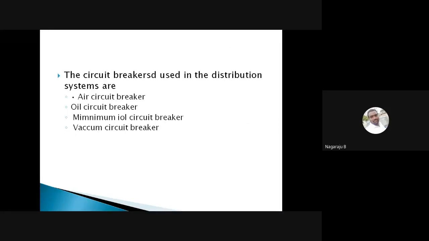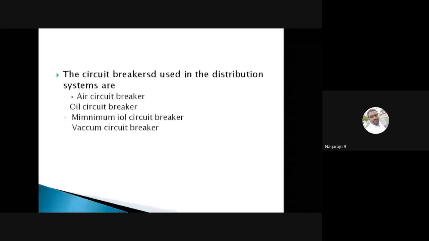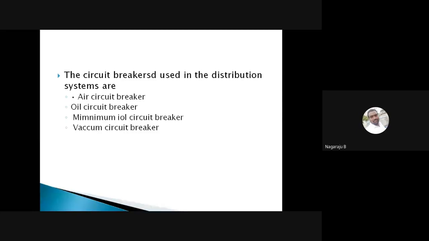So, in general, we have types of circuit breakers: air blast circuit breaker or oil circuit breaker. In general, we have air circuit breaker, oil circuit breaker, minimum oil circuit breaker, and vacuum circuit breaker. Why is the name having air, oil, vacuum? We are taking air as a medium, oil as a medium, vacuum as a medium.